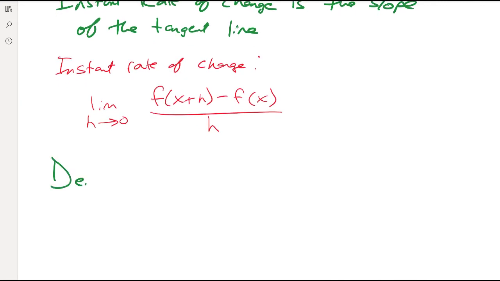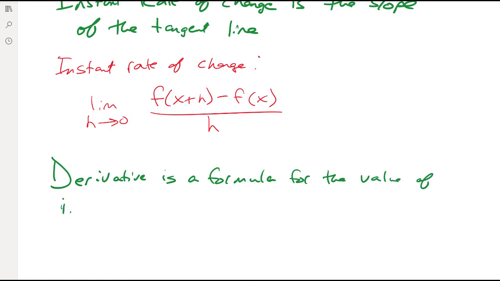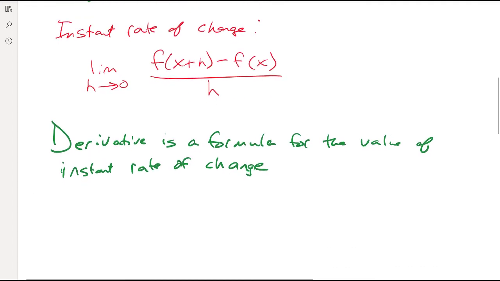So a derivative is a formula for the value of the instantaneous rate of change. Okay? So basically what I'm saying here is if I know f of x, then I can come up with this concept of a derivative. Okay? And so now I want to introduce some brand new notation for you guys, and this is notation we'll be seeing for the rest of the semester.